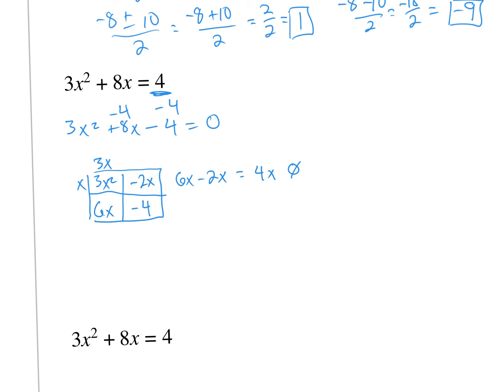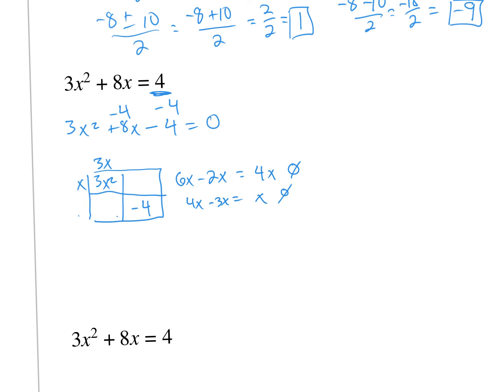Let's try 4 and 1. Here I have 4 and I have 1 here. 4 times x is 4x. Oh, one of them has got to be negative. Let's try this one: 4x, and 3 times negative 1 is negative 3x. That doesn't add up to 8, because 4x and 3x gives me 1x. So no, not quite.